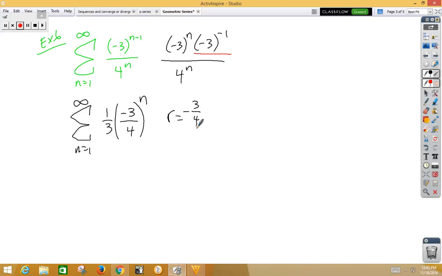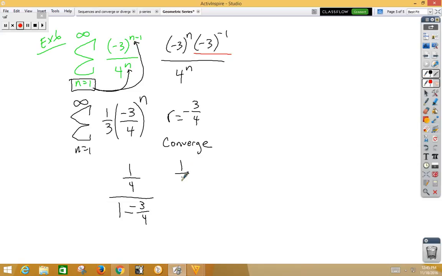The absolute value of negative 3/4 is definitely less than 1, so this thing is going to converge. So now we need to find our first term, plug in the lower limit. If I plug in the lower limit on the bottom, I get a 4. On the top, I get negative 3 to the 0 power. Anything to the 0 power is 1, so our first term is 1/4. Over 1 minus negative 3/4. So that would be 1/4 divided by 7/4, or 1/7.